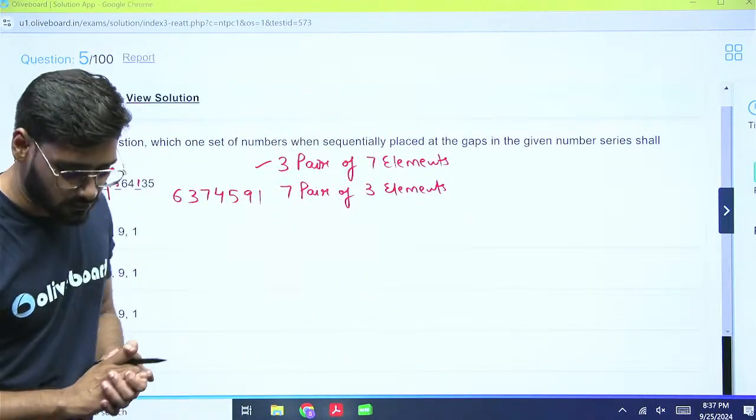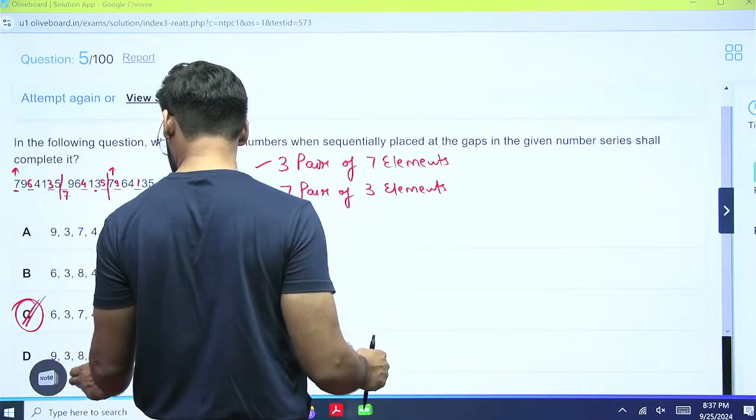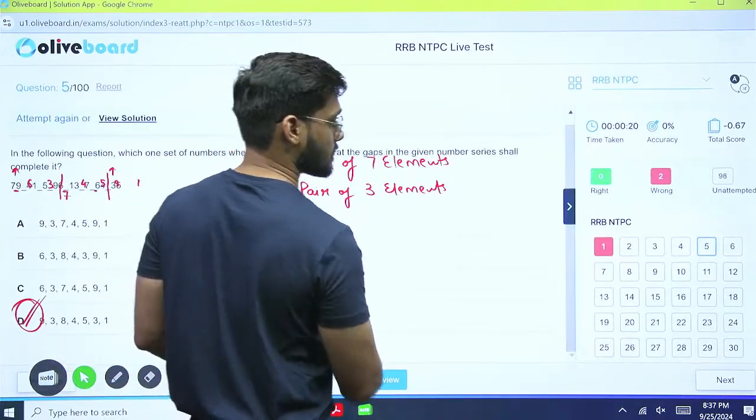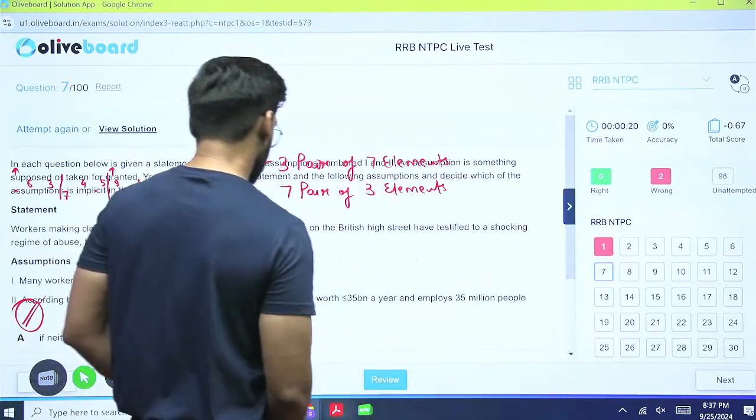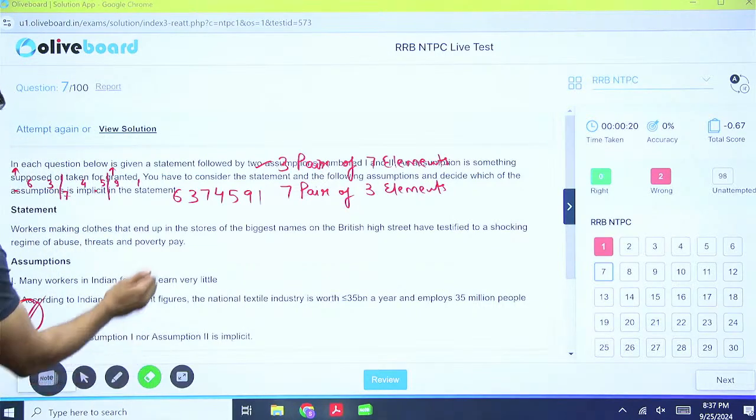Let's move on to the second question. We are having the next question of critical reasoning.